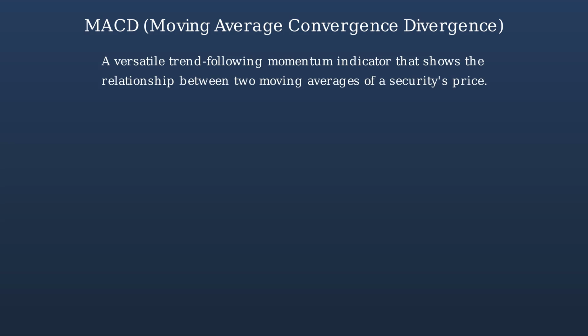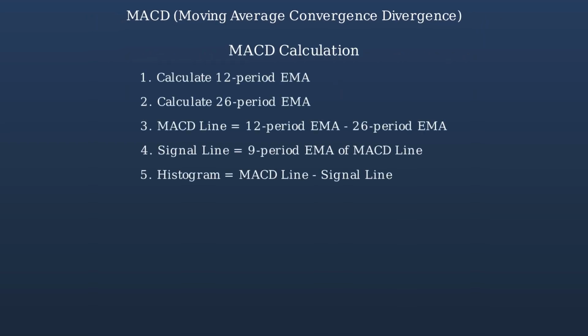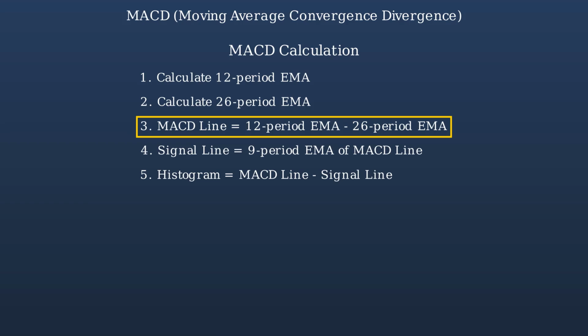MACD stands for Moving Average Convergence Divergence. It's a versatile indicator that shows the relationship between two moving averages of a security's price. The MACD is calculated by subtracting the 26-period exponential moving average from the 12-period EMA. A 9-period EMA of the MACD line acts as the signal line, and the difference between them forms the histogram.